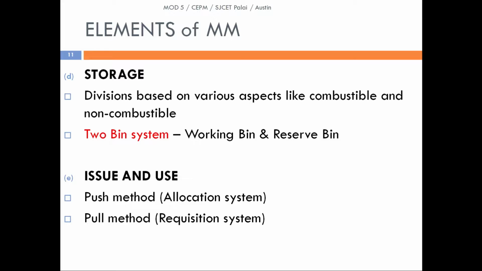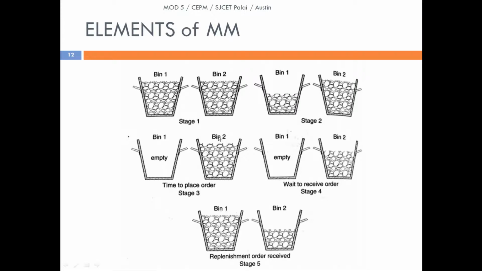The fourth one is storage. We have collected the materials, received the receipt, and randomly checked the materials till now. The next step is to store these materials properly and efficiently within the warehouse or within the production unit. So it should be categorized based upon many factors. The basic ones can be whether the material is combustible or non-combustible.